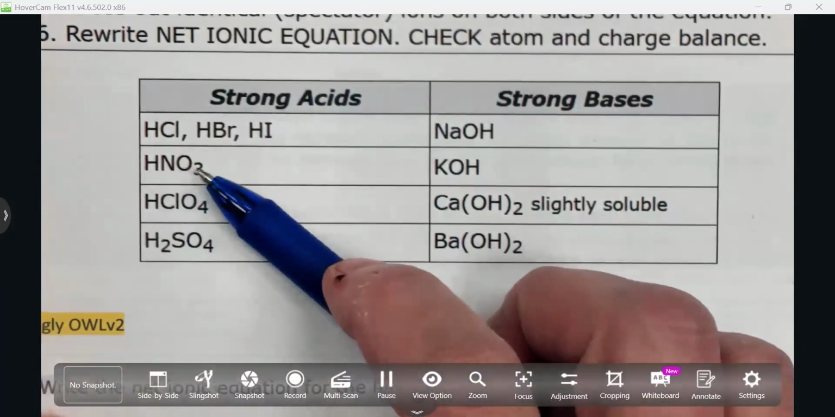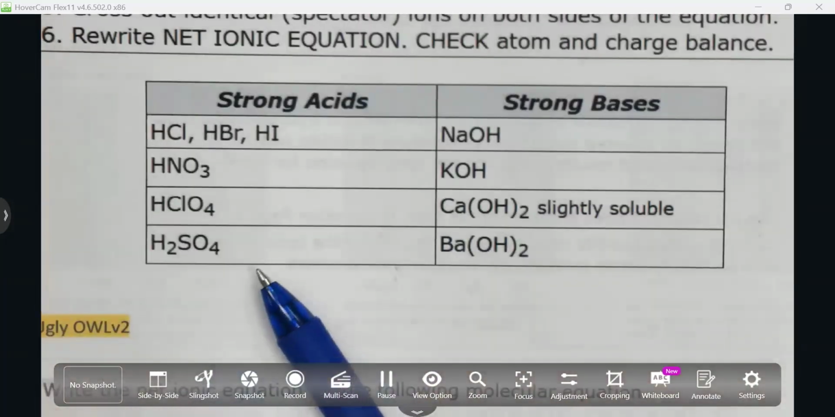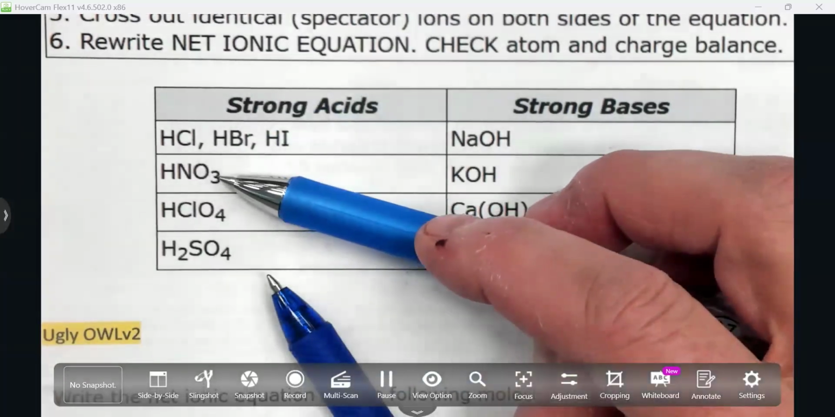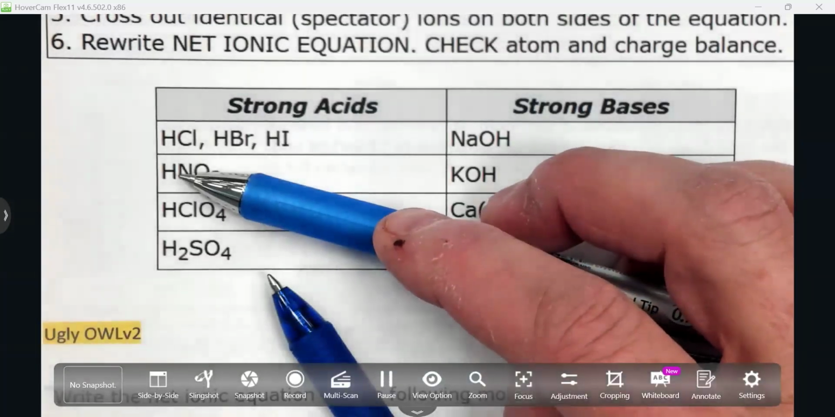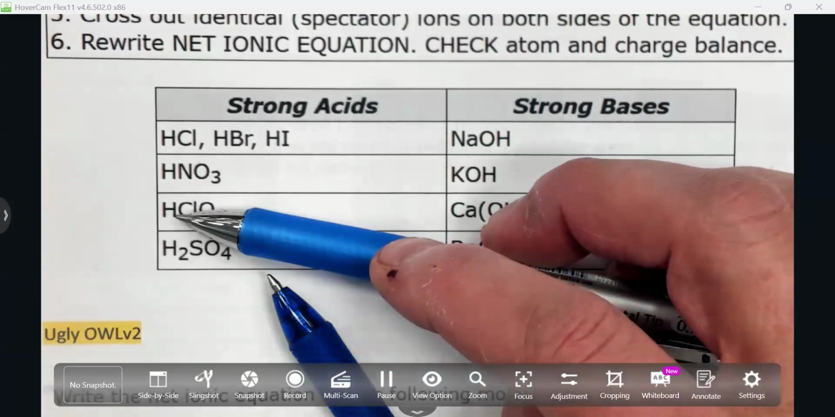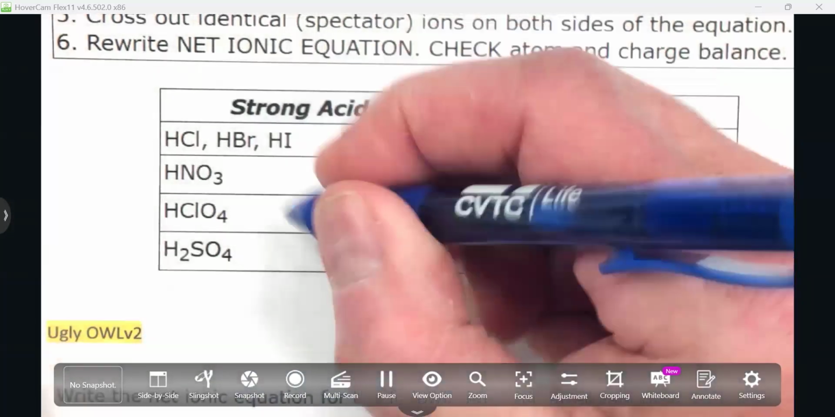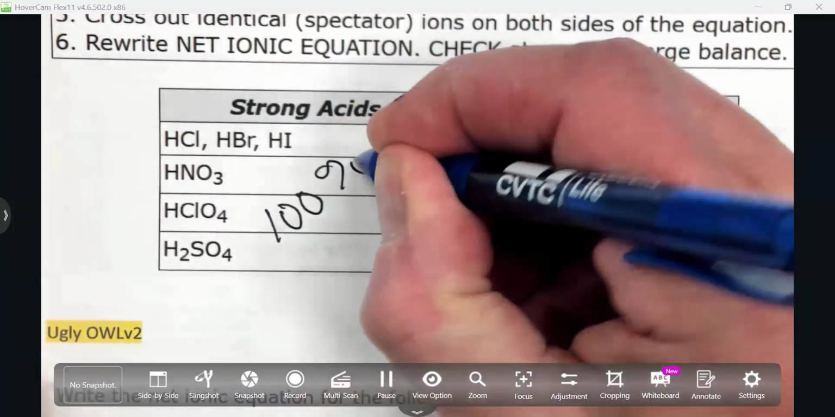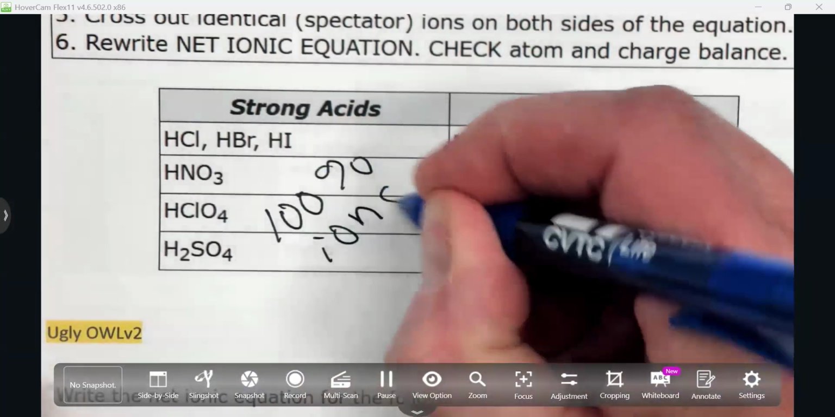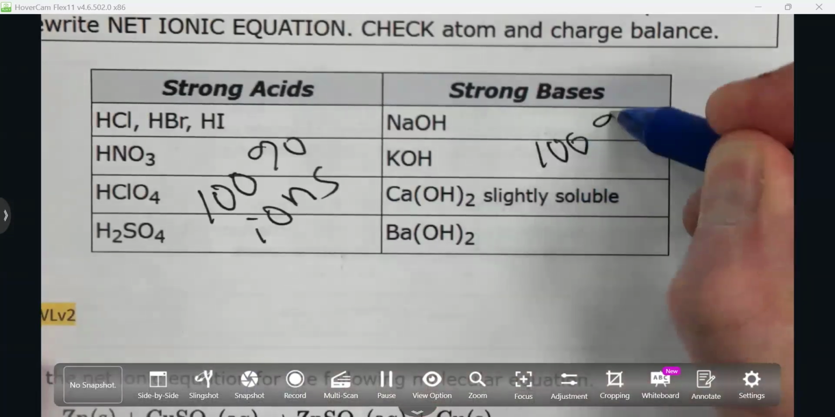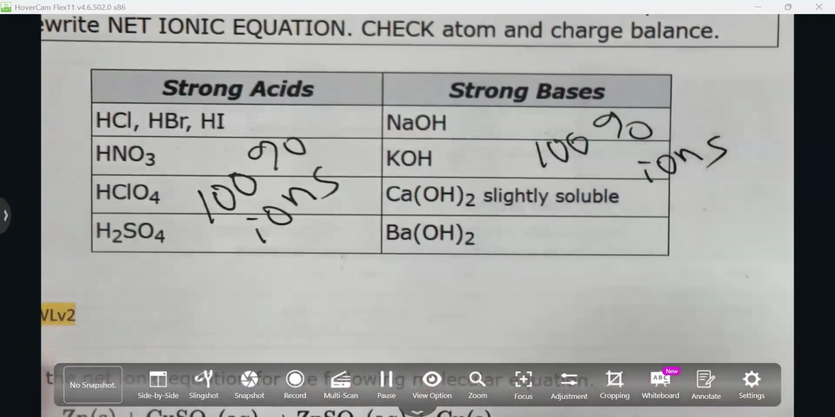These oxyacids, ate to ic, ite to ous. Sprite is delicious. I ate something icky, right? Ate to ic, ite to ous. Notice you can kind of pick this out a little bit. All of these have 2 more oxygen than hydrogen or more. This one has 3 more oxygen than hydrogen. This one has 2 more oxygen than hydrogen. What's going to happen to these? You're going to get 100% split up into ions. Strong bases, same way. 100% split into ions.